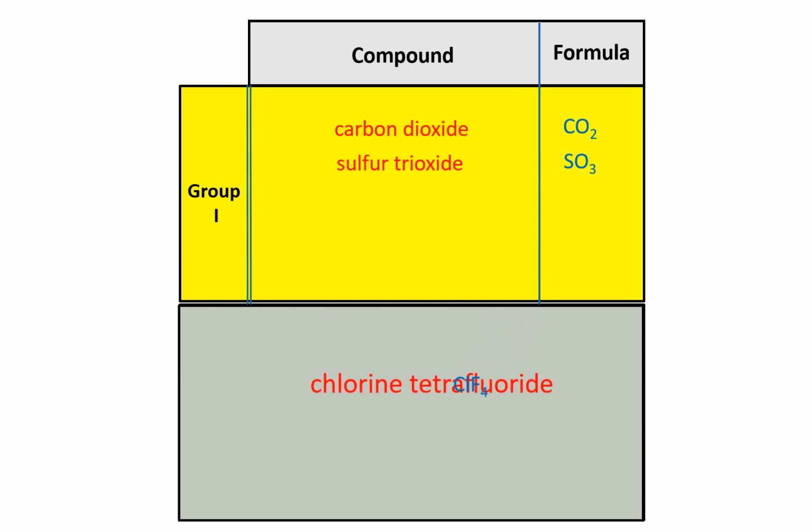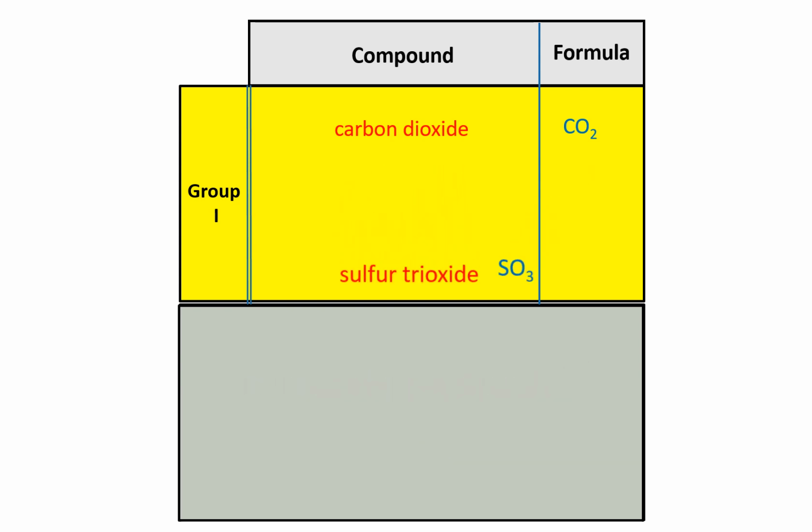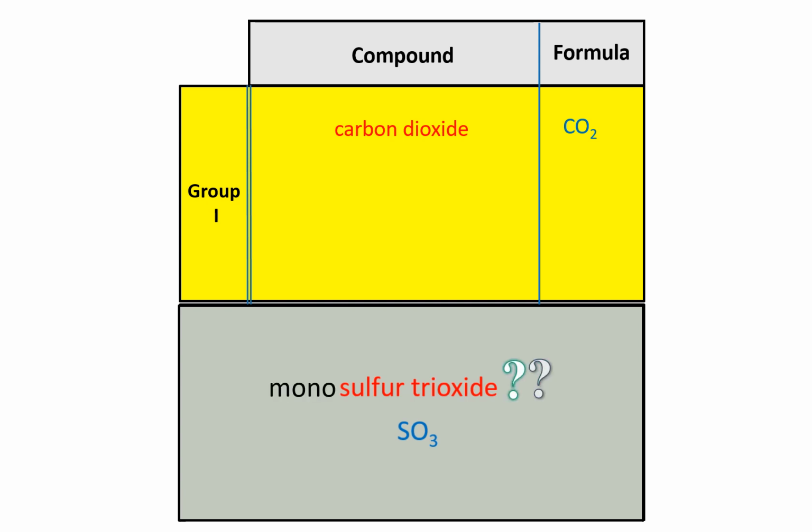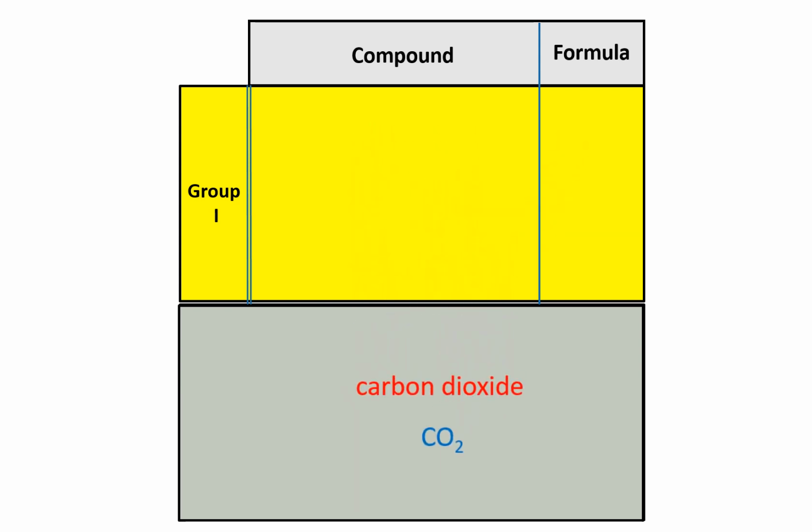Now, with chlorine tetrafluoride, things get interesting. If, as you may already know, the absence of a subscript in a formula indicates the number 1, then the formula ClF4 describes a compound with 1 atom of chlorine and 4 atoms of fluorine. But if we followed the rules, shouldn't the name be monochlorine tetrafluoride? Shouldn't SO3 be monosulfur trioxide? And shouldn't CO2 be called monocarbon dioxide?